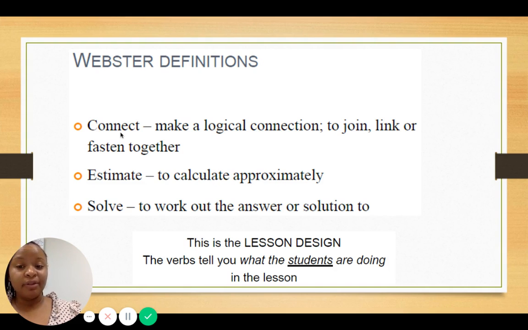If the student is responsible for making connections on the assessment, well, if I taught my lesson thinking that it was one way, but they're assessed a different way, there's a concern here. It's a breakdown. So once you identify your verbs, best practice is to go and define them.